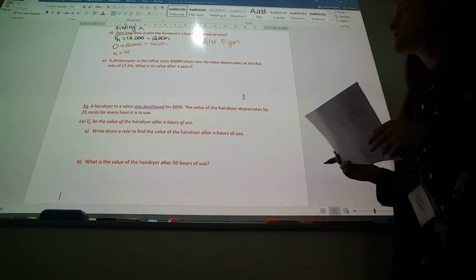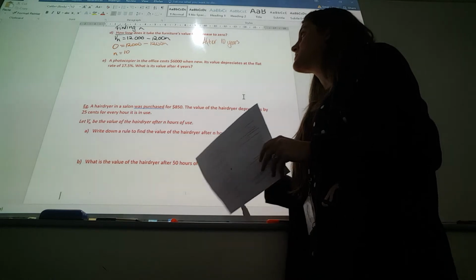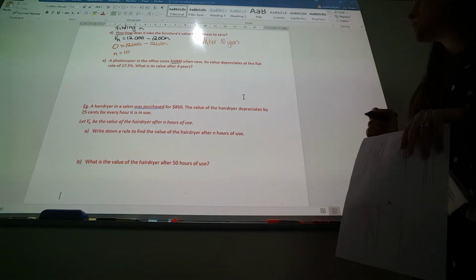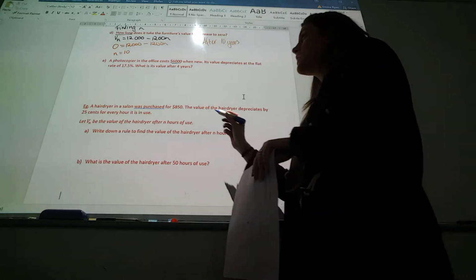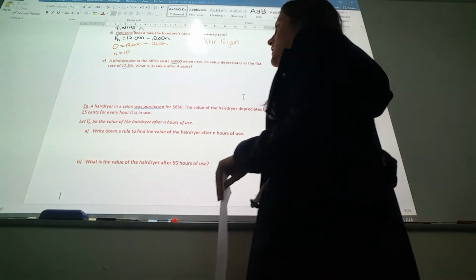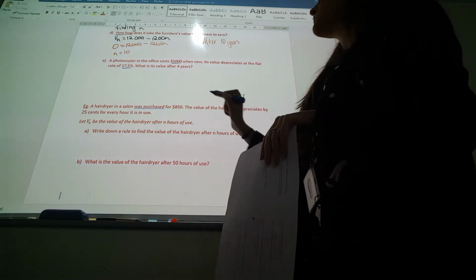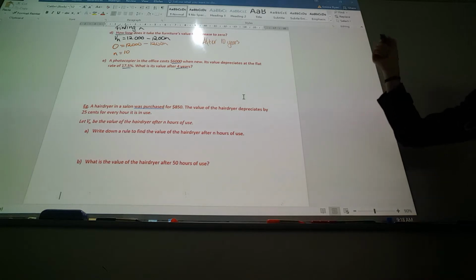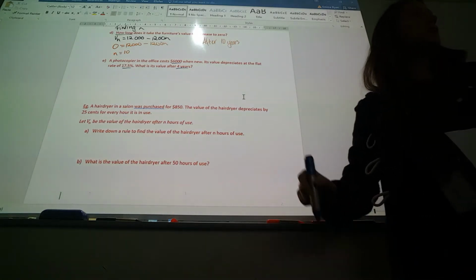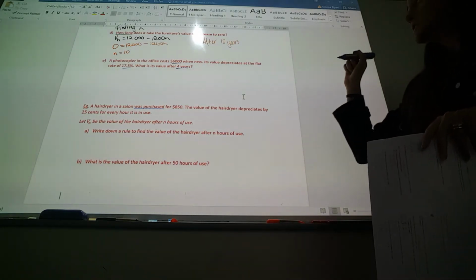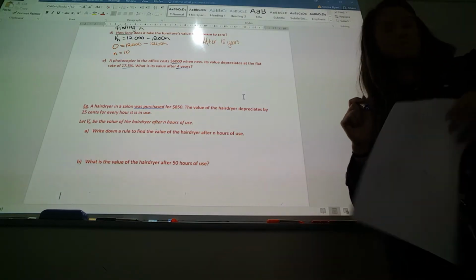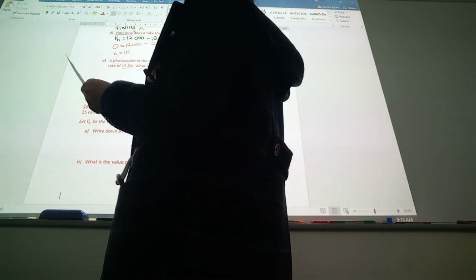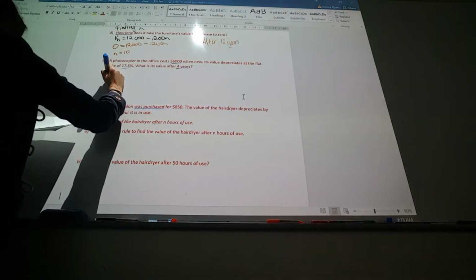Okay, the next one says a photocopier in the office costs $6,000 when new. Its value depreciates at the flat rate of 17.5%. What is its value after 4 years? So we're talking about interest rate, we're talking about the value of it depreciating, so we need to use our interest rate depreciation formula.